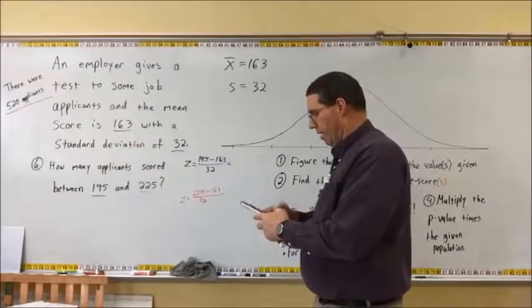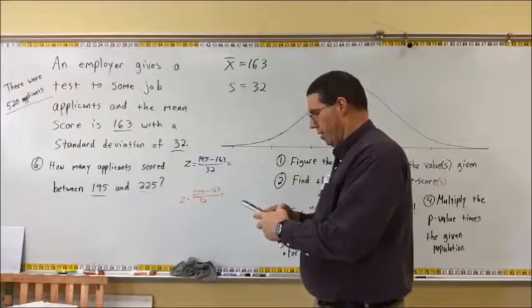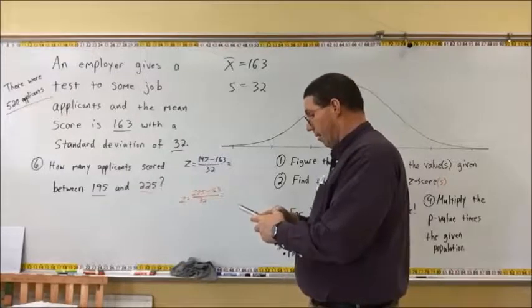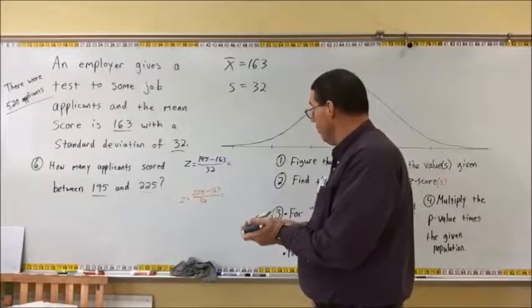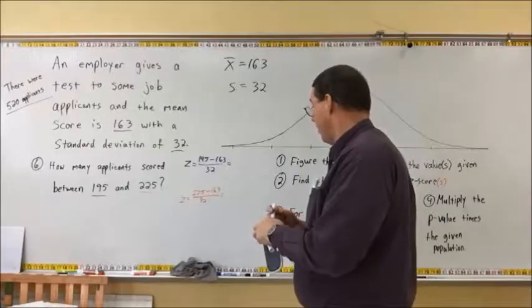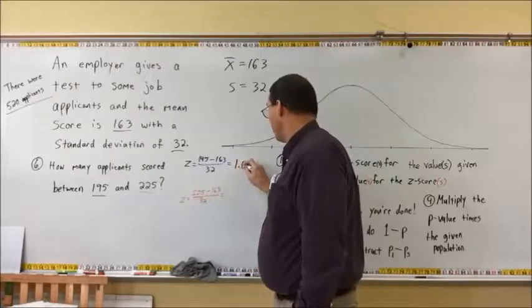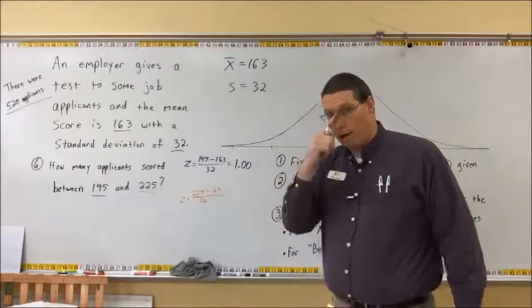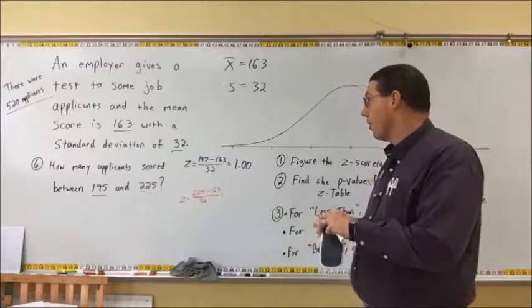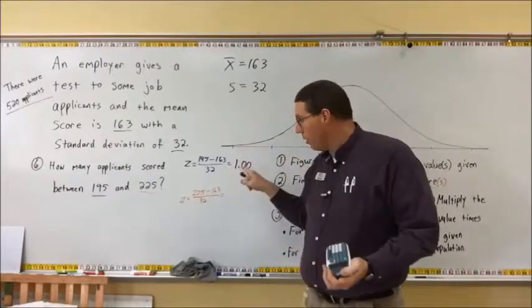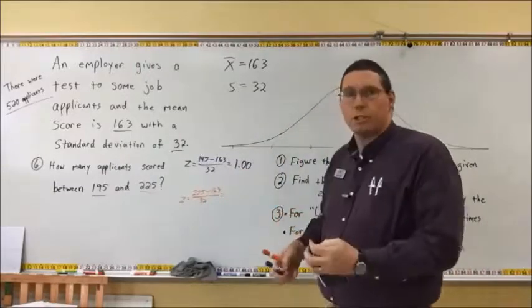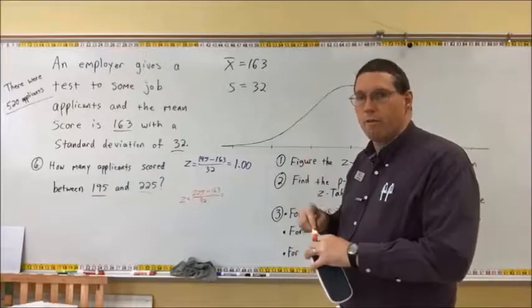So 195 minus 163 is 32. Divided by 32 is 1. So we have one standard deviation. The z-score here is 1, or 1.00. Because you're looking it up in the table, you may want to have those zeros there. But really, it's just a z-score of 1.